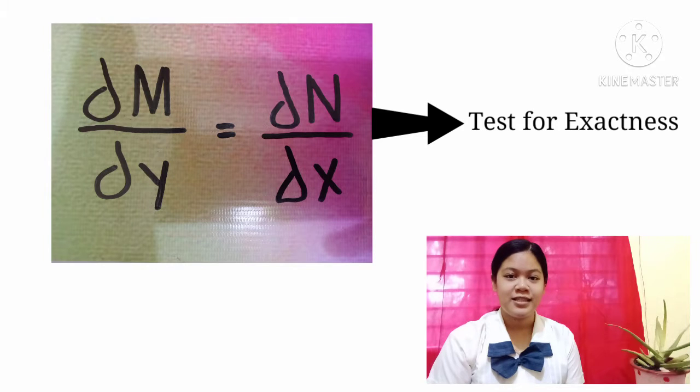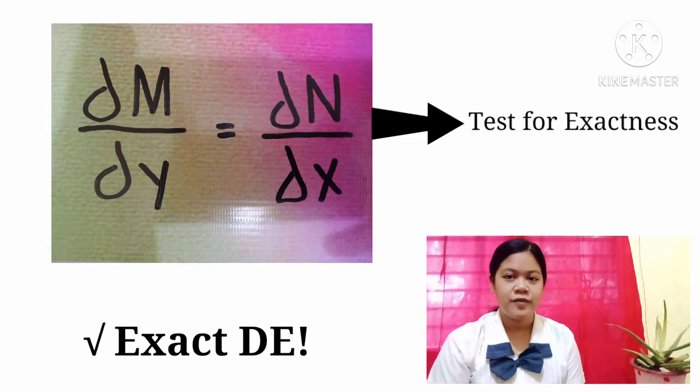For us to be able to know that the given differential equation is exact, we must first test for its exactness. Using the formula, partial derivative of M in terms of y is equal to partial derivative of N in terms of x. If it is equal, then it is an exact differential equation. If not, it is not an exact differential equation.